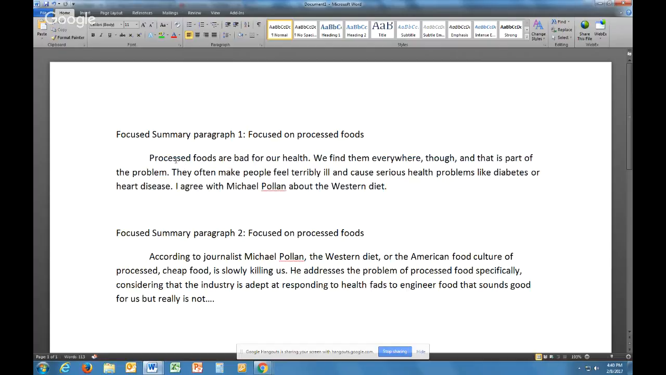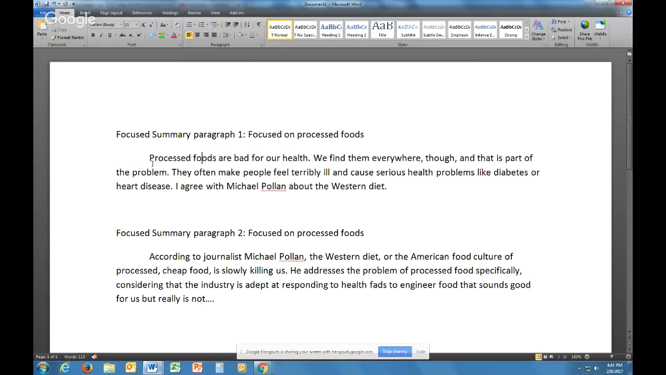So I'll read this one. Processed foods are bad for our health. We find them, processed food, everywhere, though that is part of the problem. They often make people feel terribly ill and cause serious health problems like diabetes or heart disease. I agree with Michael Pollan about the Western diet. So all of these sentences sound like they're my ideas, Dr. Nitsch's ideas, not Michael Pollan's ideas.